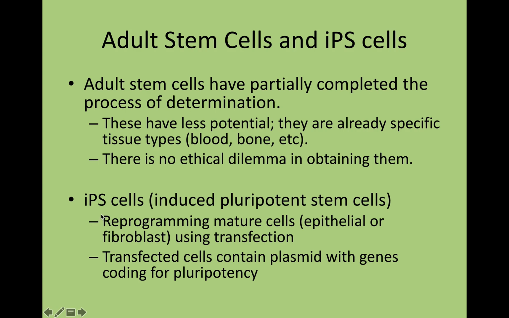And then the last type of stem cells are iPS cells, or induced pluripotent stem cells. And it's basically reprogramming mature cells such as an epithelial cell or a fibroblast using a process of transfection. And basically, you make the cell go back in time, I like to say, to become its precursor cells. The problem is the transfected cells contain plasmids with genes that may be considered cancer-causing genes.